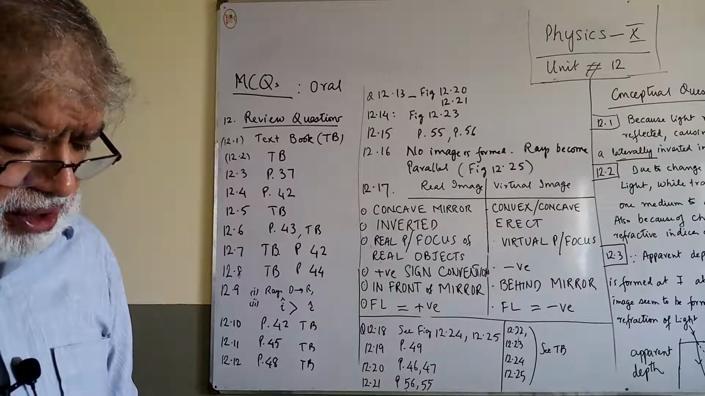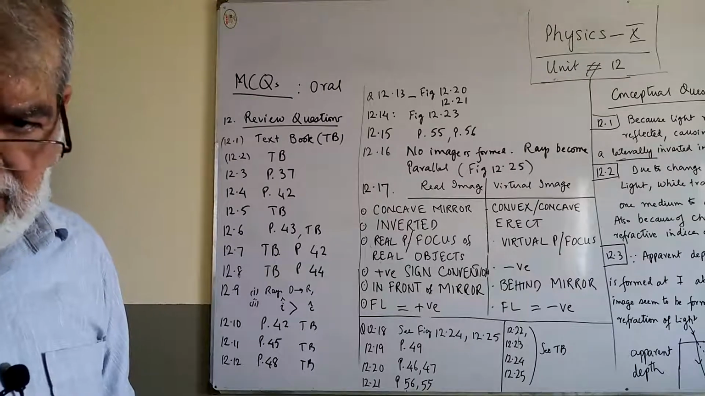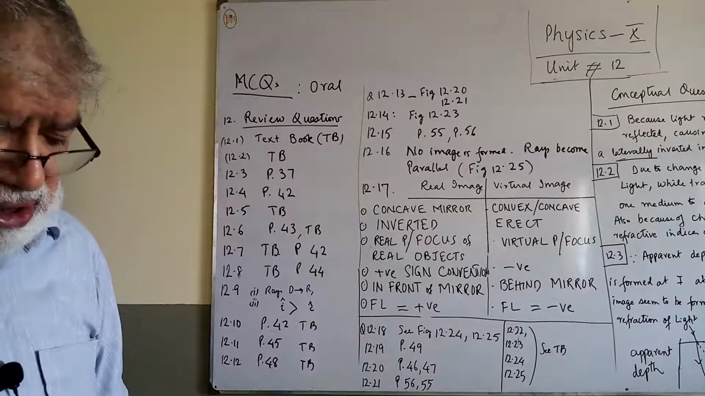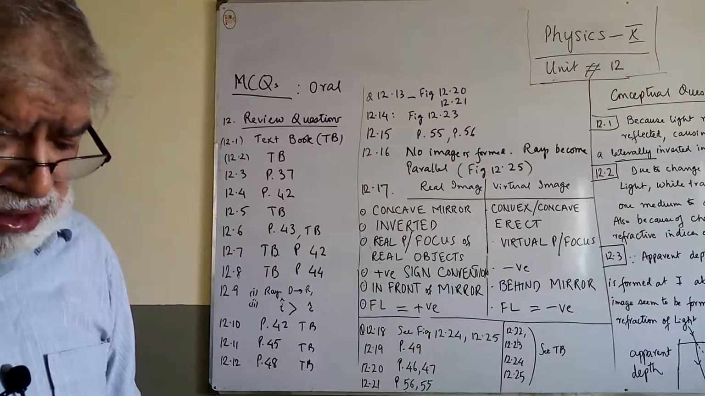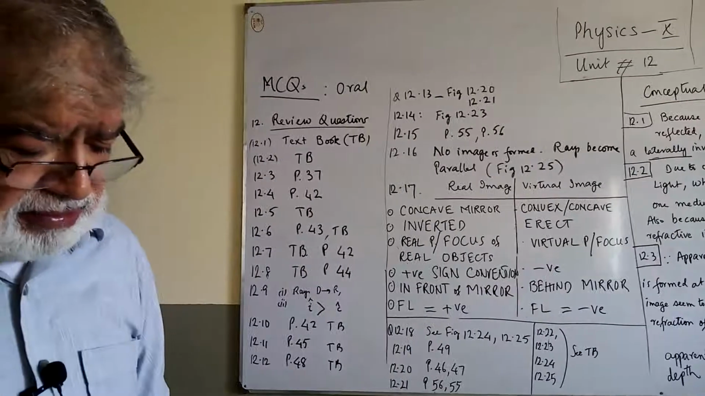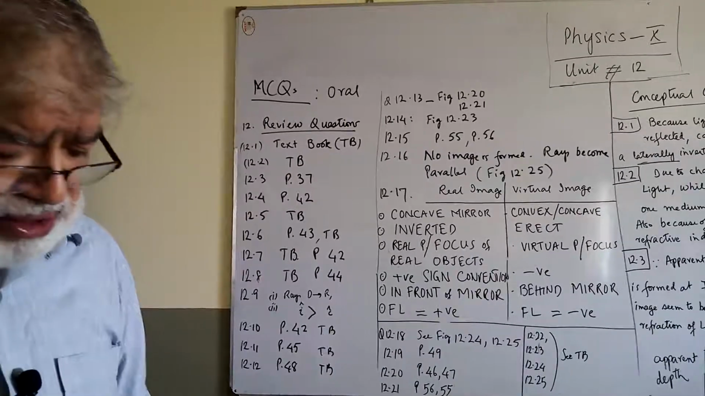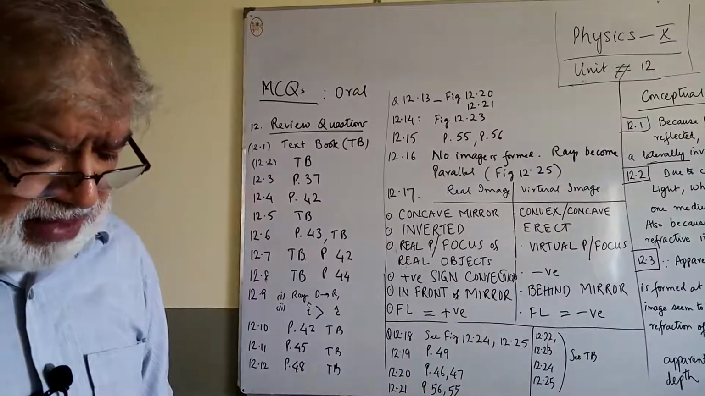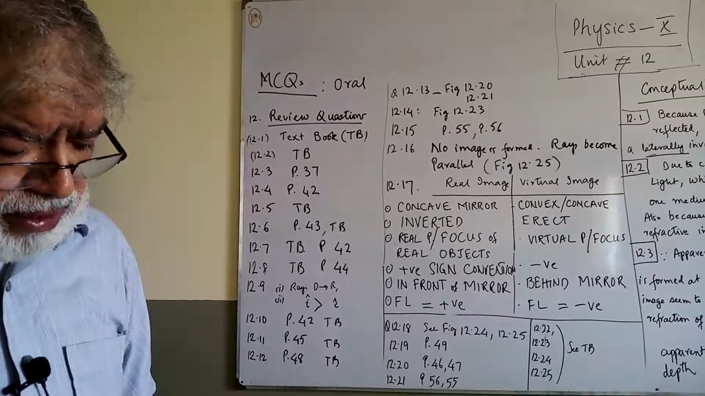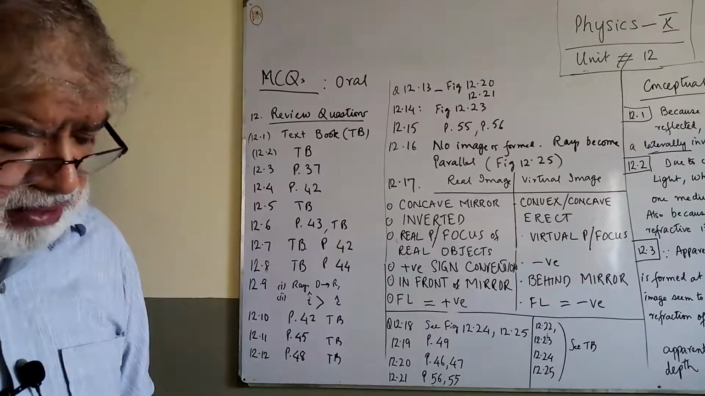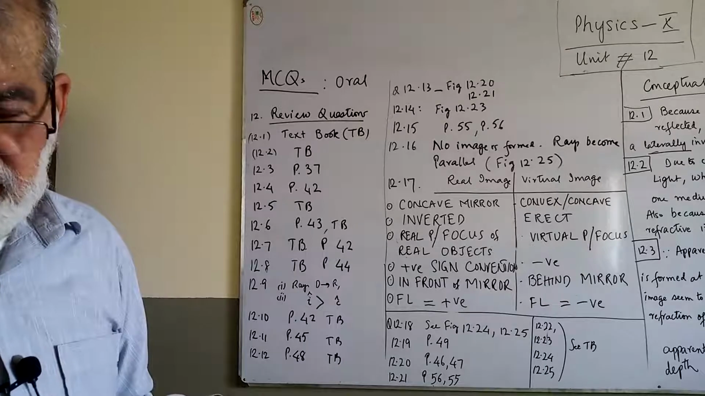12.22 says draw the ray diagrams of simple microscope, compound microscope and refracting telescope. Please see figures 12.30 and 12.31, 32. And for refracting, 12.34. So the figures are for simple 12.30, compound figure 12.32 and refracting 12.34. Mention the magnifying powers of the following optical instruments: simple microscope, compound microscope, refracting telescope. Please see page 55, page 57, page 58 for the answer.